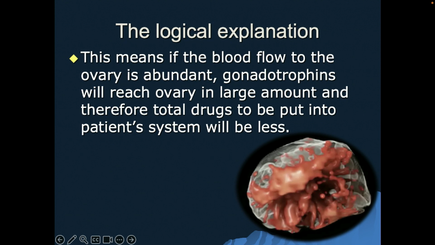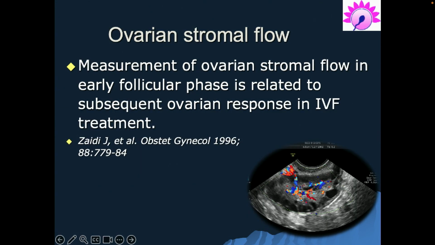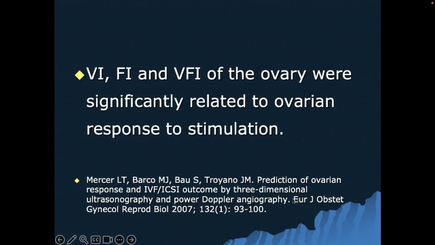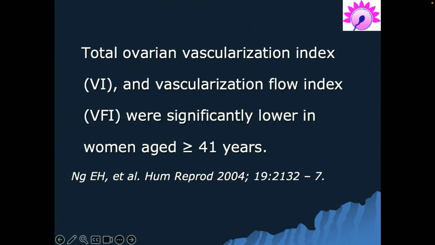number of antral follicles and the size of the ovary, it is essential to also look at the flows, and there is literature evidence to that too. Measurement of the ovarian stromal flow in the early follicular phase is related to the subsequent ovarian response in the IVF treatment. These are 3D power Doppler parameters. If they are high, the patient is a good responder. If the levels are low, the patient is a poor responder.